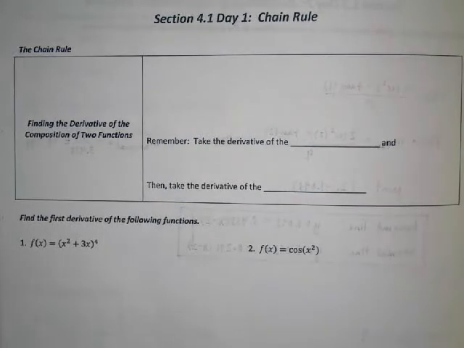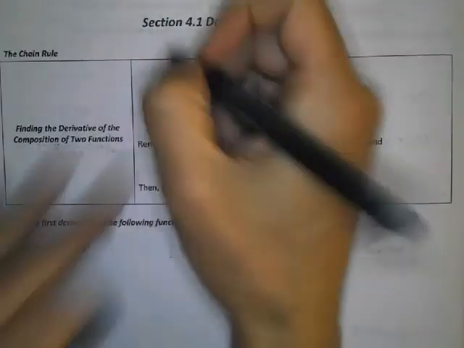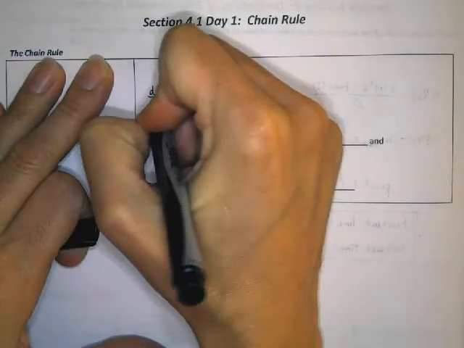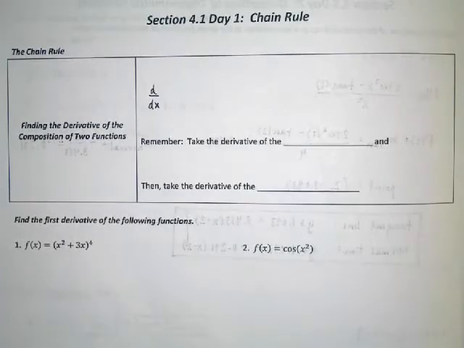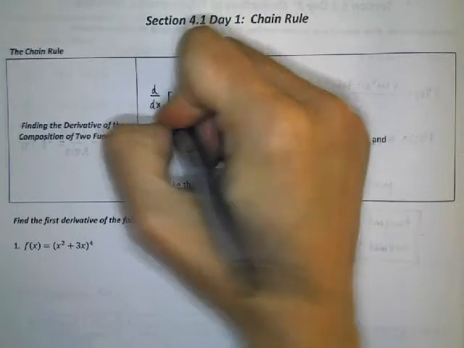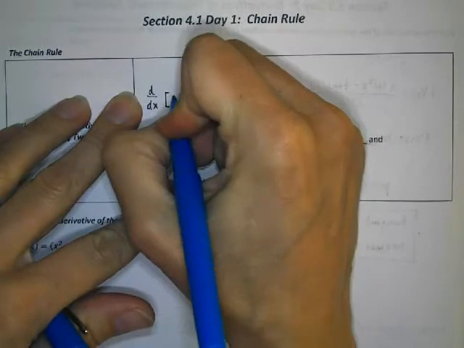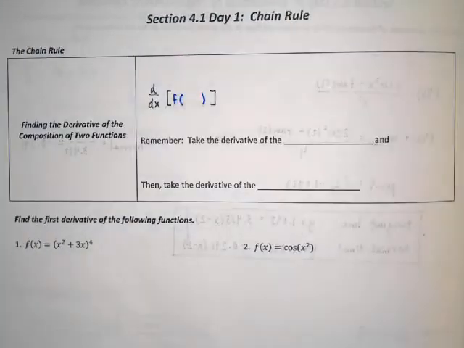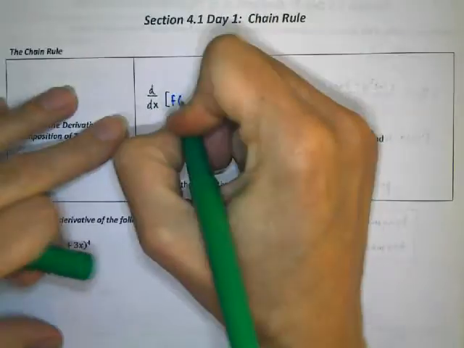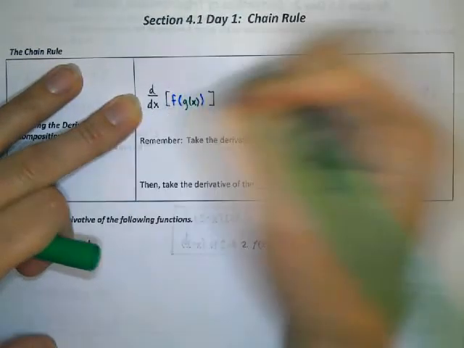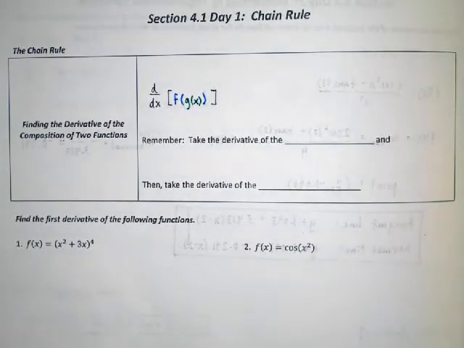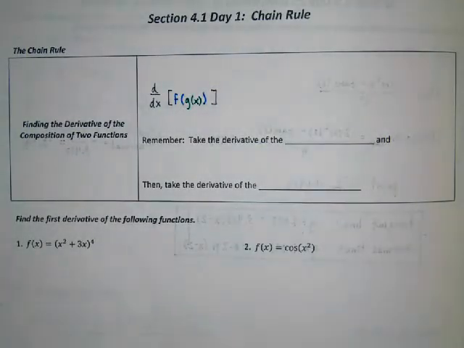So the chain rule really comes into play when we're finding the derivative of a function, which is actually the composition of two functions. So for example, if I wanted to take the derivative with respect to x of, let's say I have a function that's a composition, so it's f of g of x. Okay, so we're taking the derivative of that composition of f of g of x.